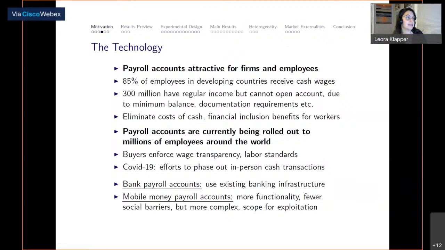Okay, so next talking about the technology. So these payroll accounts are really attractive for firms and their employees. So we talked about most of the, according to Findex data, about 85% of employees, workers in developing countries report receiving only cash wages. About 300 million workers who receive a private sector wage don't have an account. And so these payroll accounts are currently being rolled out globally.